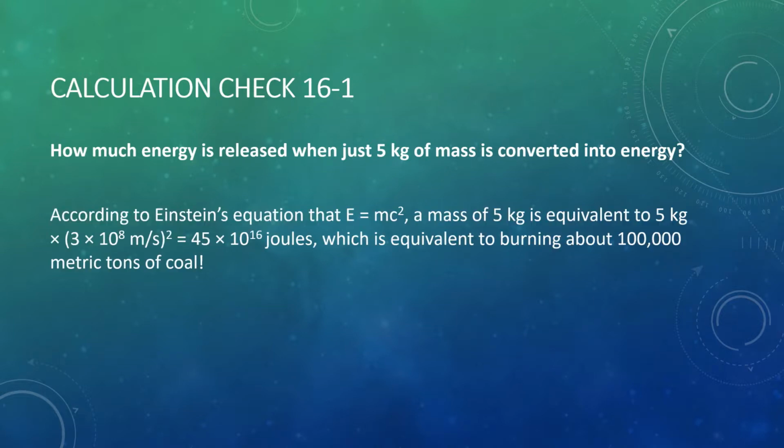All right, well, according to Einstein's equation that E = mc squared, a mass of 5 kilograms is equivalent to, so plug in 5 kilograms for m, and plug in c, the speed of light, 3 times 10 to the 8 meters per second, and when you calculate that, you should get 45 times 10 to the 16, or 4.5 times 10 to the 17 joules.